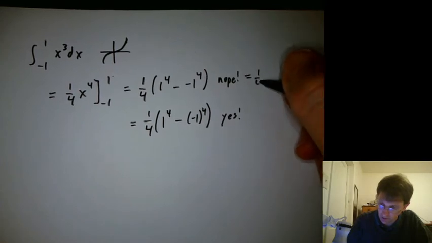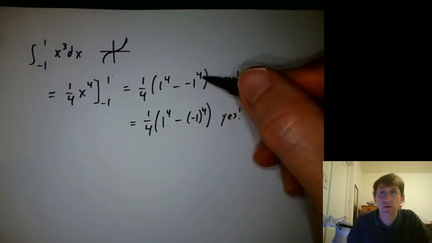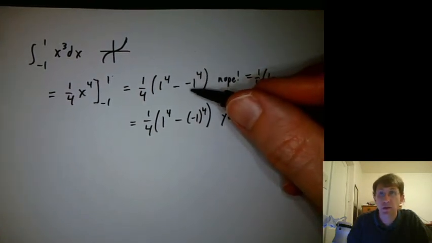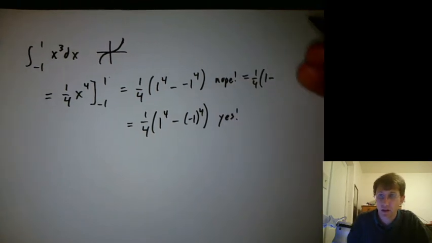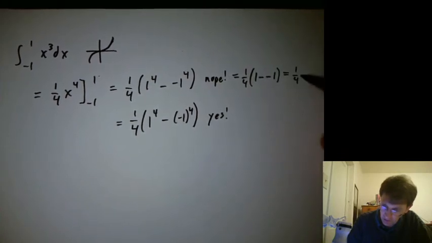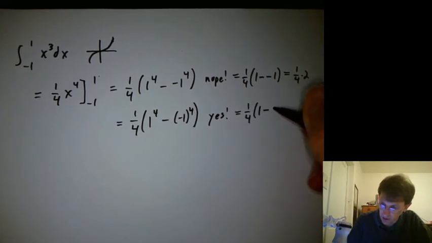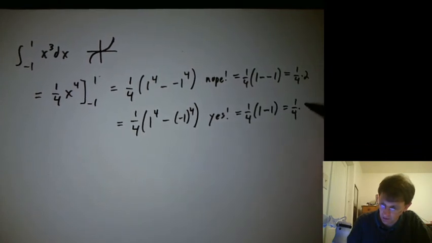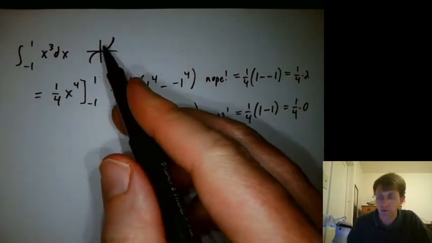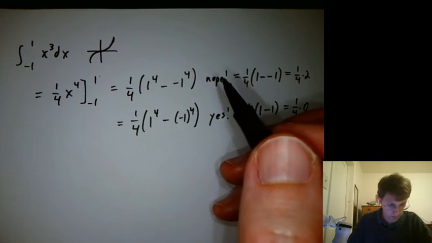That would equal 1/4, 1 to the 4 is 1, minus, and the 1 to the 4 happens before the minus sign because of order of operations, and so we still have a minus there. And what is 1 minus -1? That's 2, so we'd have 1/4 times 2. This one would be 1/4, 1 minus, and (-1) to the 4th is +1, so we get 1/4 times 0, and we know from the symmetry the answer should be 0. So you've got to watch out with your parentheses there.